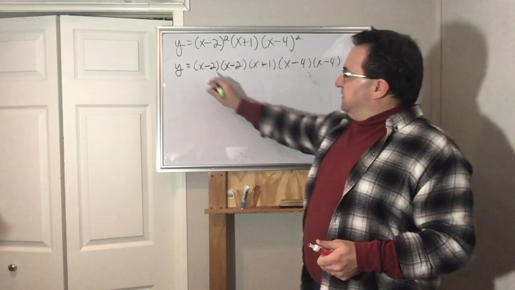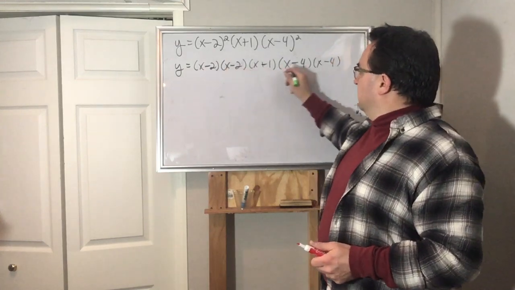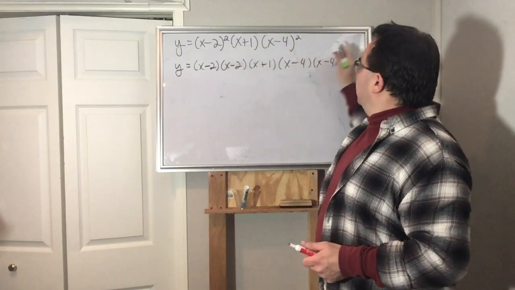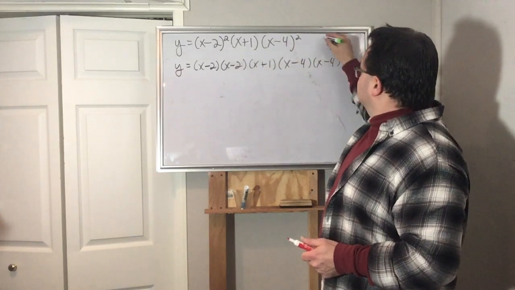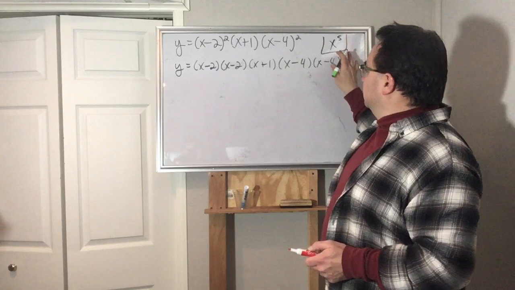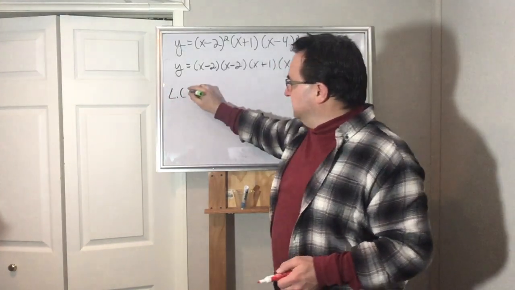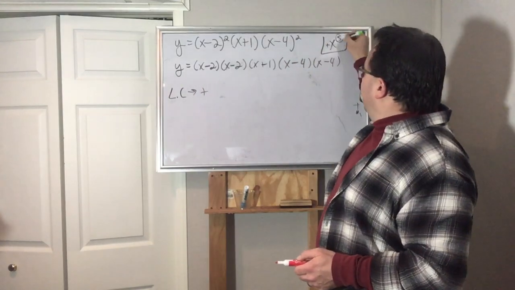So what does this mean? I have 1, 2, 3, 4, 5, or 2, 3, 4, 5. So this is going to be x to the 5th for my leading term. So my leading coefficient is positive 1. It is odd degreed.